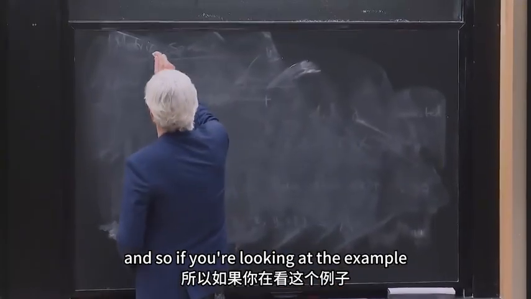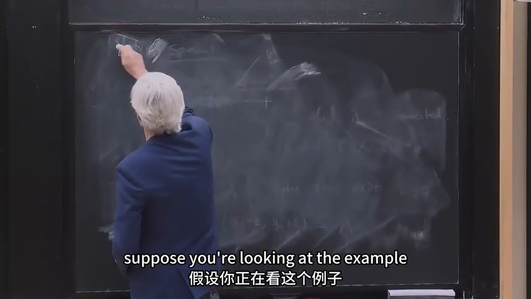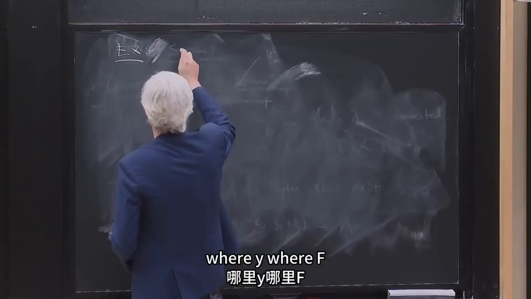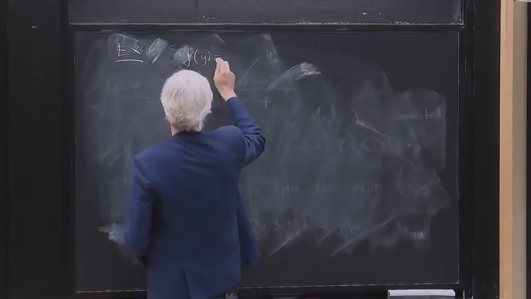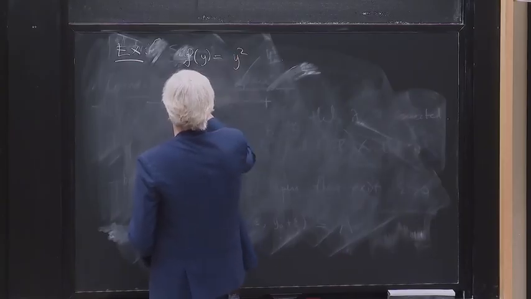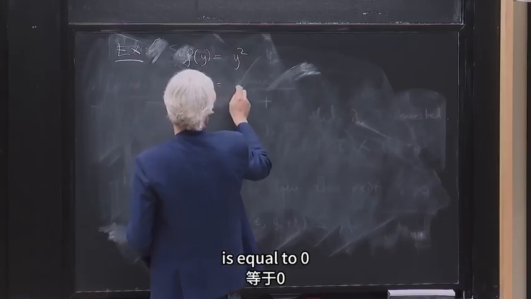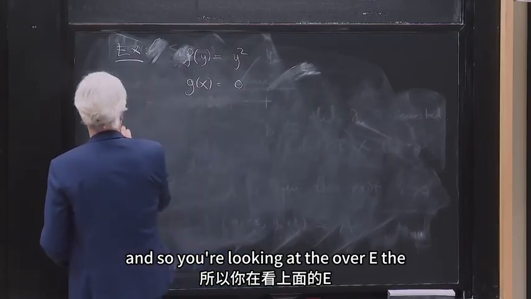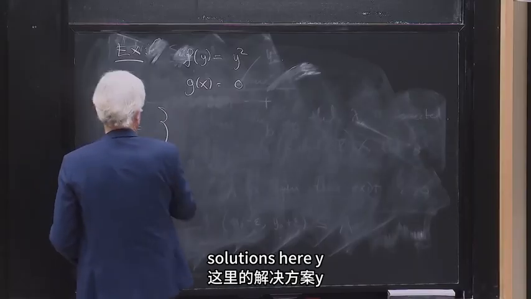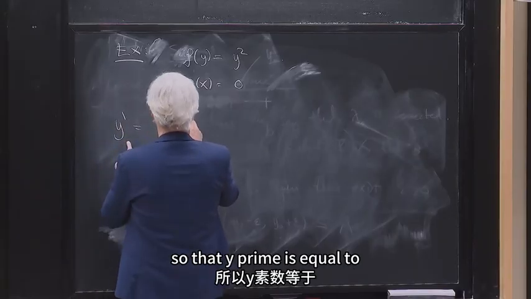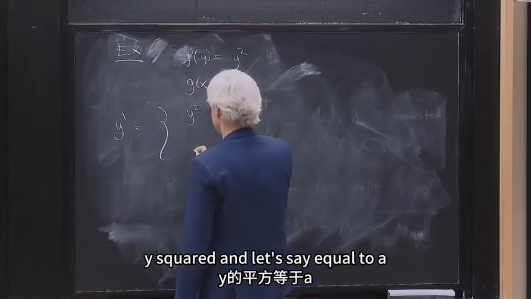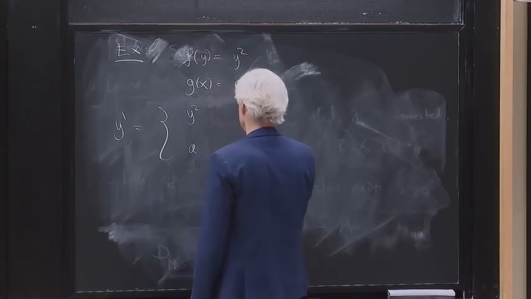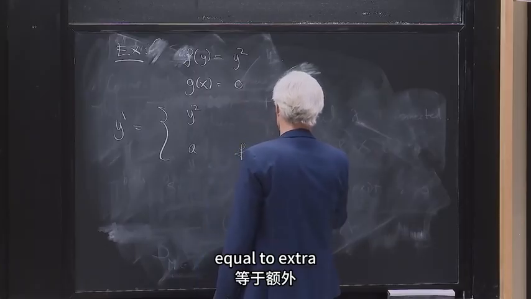And so suppose you're looking at the example where f of y is equal to y squared, and g of x is equal to 0. So you're looking at the ODE, the solutions y so that y prime is equal to y squared, and y equal to a for x equal to x0.